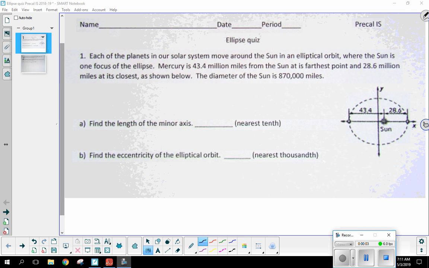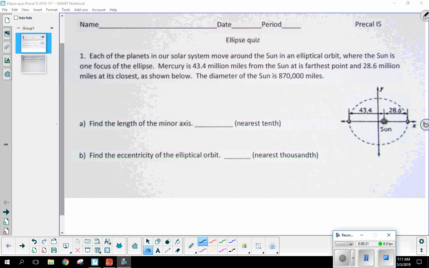All right, each of the planets in our solar system move around the sun in an elliptical orbit, where the sun is one focus of the ellipse. Mercury is 43.4 million miles from the sun at its farthest point and 28.6 million miles at its closest, as shown. The diameter of the sun is 870,000 miles.